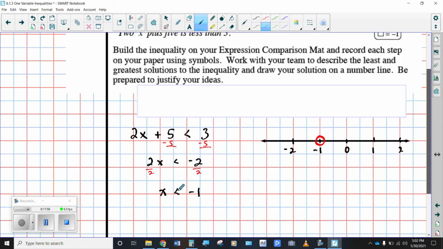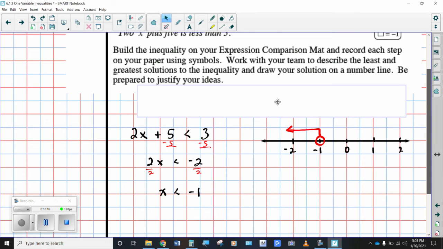And since x is any number less than -1, we would shade everything to the left-hand side. And since it doesn't say x is less than or equal to -1, we will not shade in the -1 itself. We'll leave that open. So the least solution, this goes all the way to -infinity. There is no least number because infinity goes on forever.